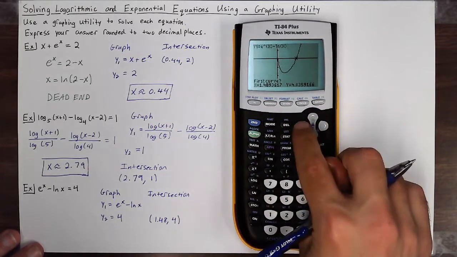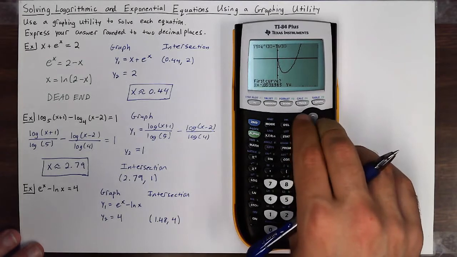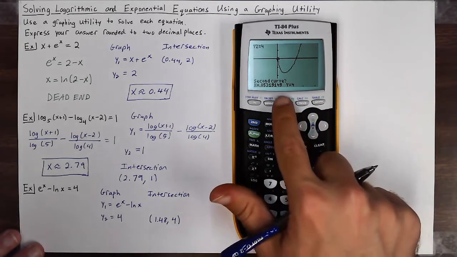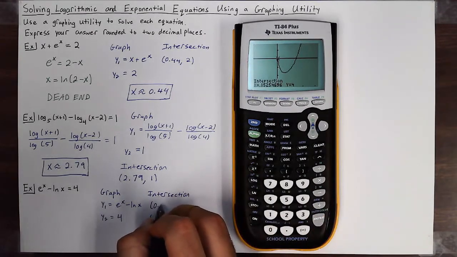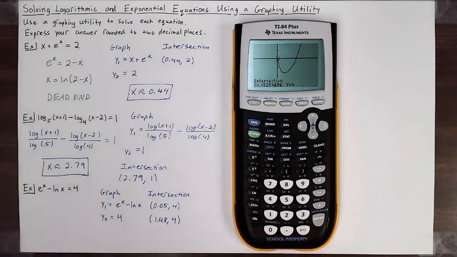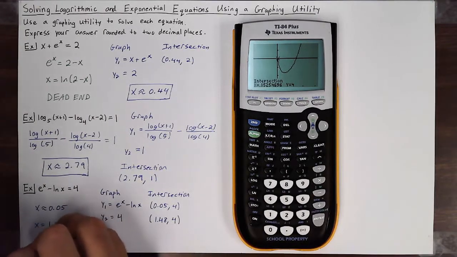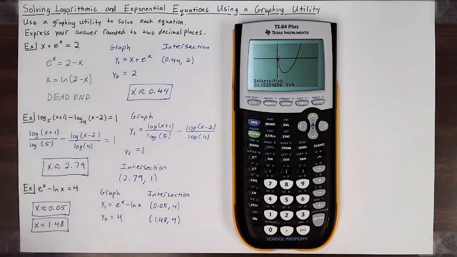And if I do the problem again, I'm going to shift my cursor over to the left and put it near the other intersection point, which is about right here. Hit enter. Then my second curve is 4, so I'm going to pick a spot near the intersection point again. Then enter one more time to guess, and it'll guess that the other intersection point is 0.05, comma 4. So my 2 x values that are possible solutions are 0.05 and 1.48. So you'll have to use a graphing utility if it ever seems impossible to do algebraically. And that is how you solve logarithmic and exponential equations using a graphing utility.